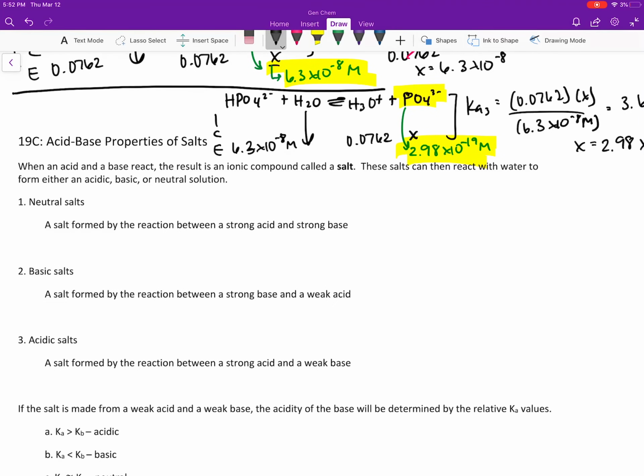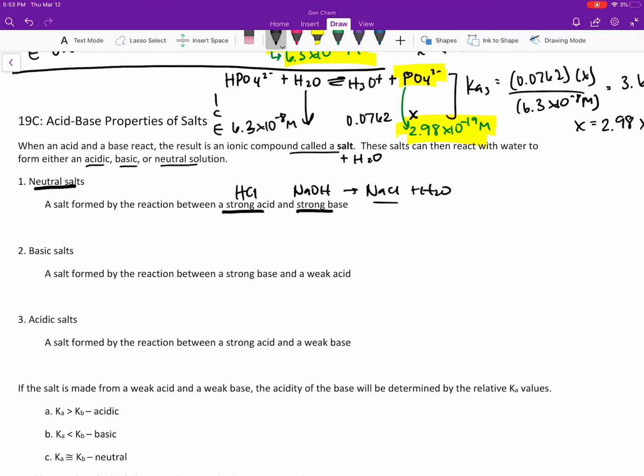All right, so acid-base properties of salts. When an acid and base react, the ionic compound that forms is called a salt. Remember, acids and bases reactions form salt and water. And then these salts can then further react with water to form something that's basic, acidic, or neutral. Okay, so something that is a neutral salt is formed between a strong acid and a strong base. So I don't know if I'm getting these backwards, but HCl plus NaOH forms NaCl plus water. This is a neutral salt.